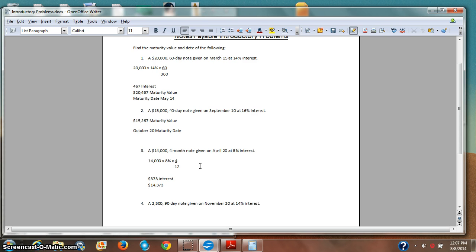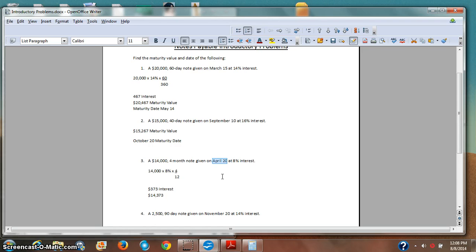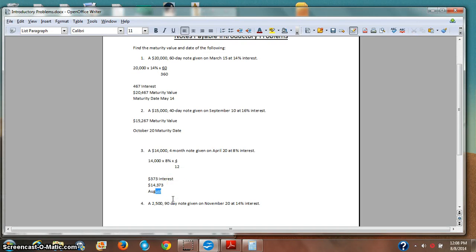And now I need to find the maturity date as well. This is April 20 and 4 months. This is done differently than days. I can just count the months, and then I'm going to put it on the same day 4 months from now. So I've got April, then I've got May. That's the first month. May, June, July, August. So the maturity date is going to be August 20th. So here is going to be maturity value.